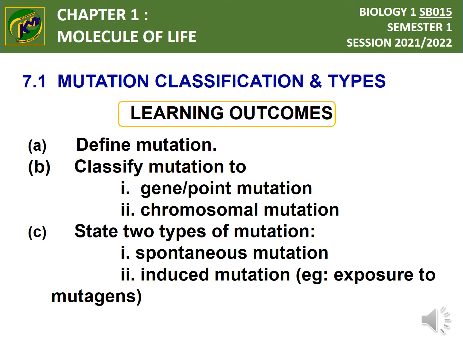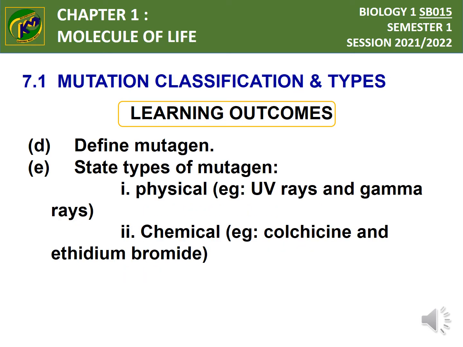By the end of this lesson, you should be able to firstly define mutation, classify mutation into gene or point mutation and chromosomal mutation, and then state two types of mutation: spontaneous mutation or induced mutation, for example, exposure to mutagen. Next, you should be able to define mutagen and state the types of mutagen: physical mutagen, for example, UV radiations or gamma radiations, and chemical mutagen, for example, colchicine and ethidium bromide.